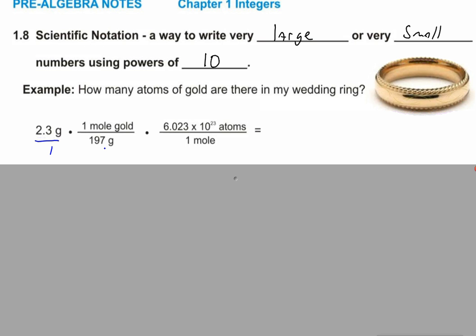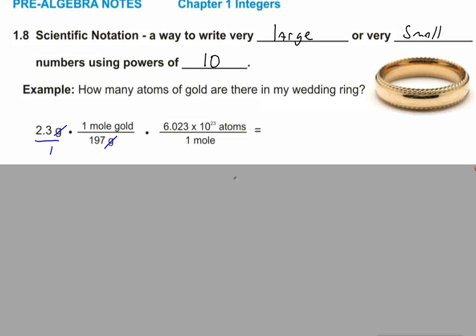I looked it up. My grams divide out. I am now in moles of gold, but I want atoms of gold. And I happen to know how much a mole is. Like, if I say to you a dozen, you know it's 12. If I say a gross, do you know what a gross is? It's 144. Most people don't use it a lot anymore, but a gross is 144.